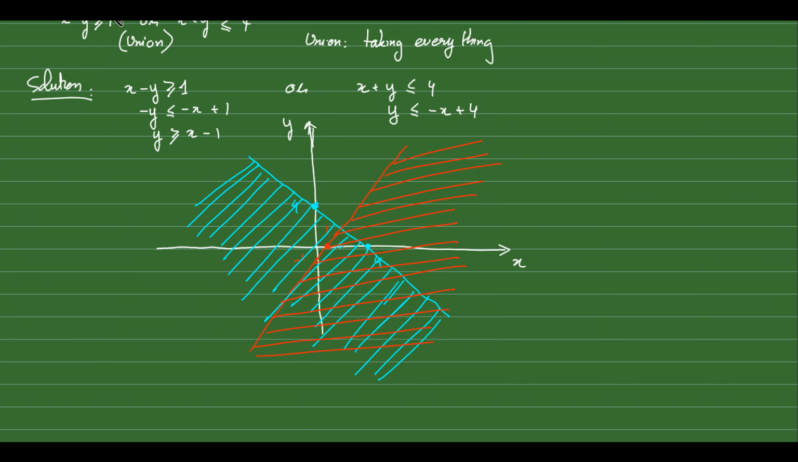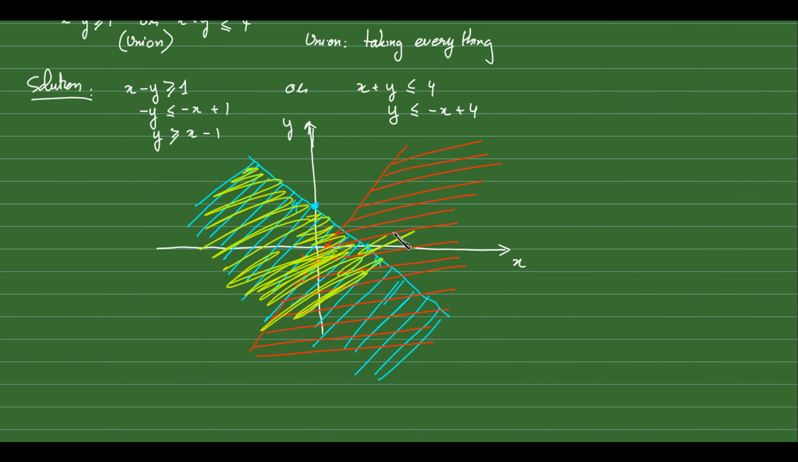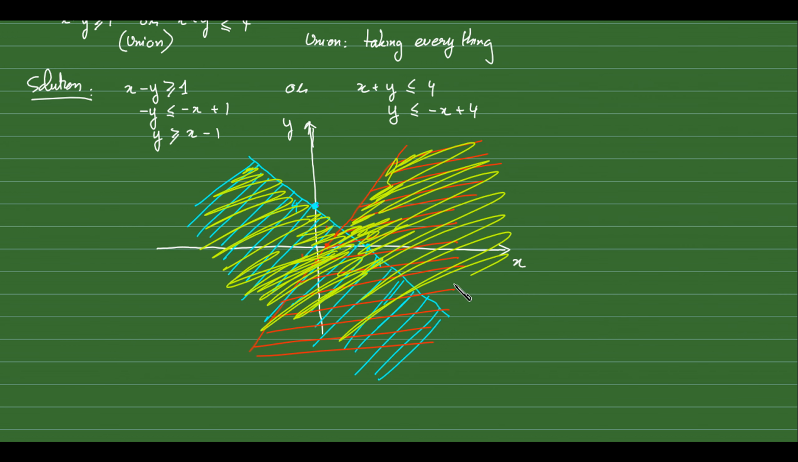So let me use the yellow color to represent the final answer. The final answer will be everything here, everything here except for this part right here. Okay, everything here, everything here, and everything here too.